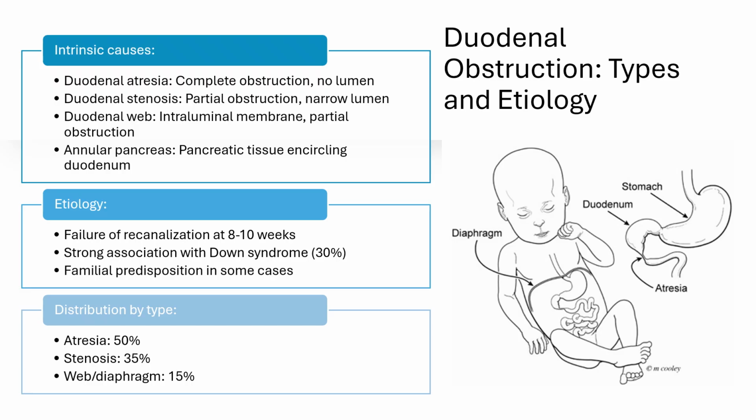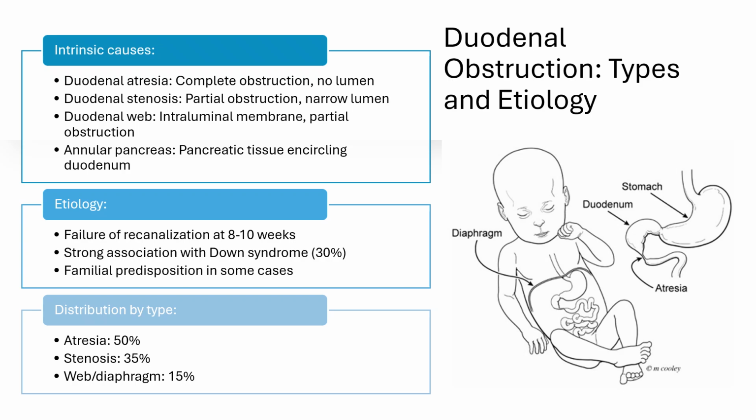The numbers tell an important story about frequency. Atresia dominates at 50%, followed by stenosis at 35%, then webs at 15%. This distribution reflects the spectrum from complete developmental failure to partial problems.